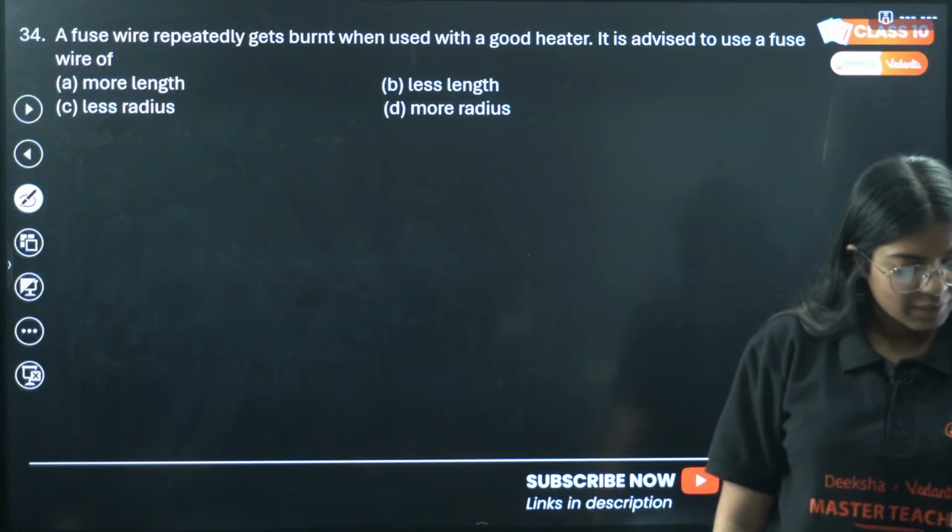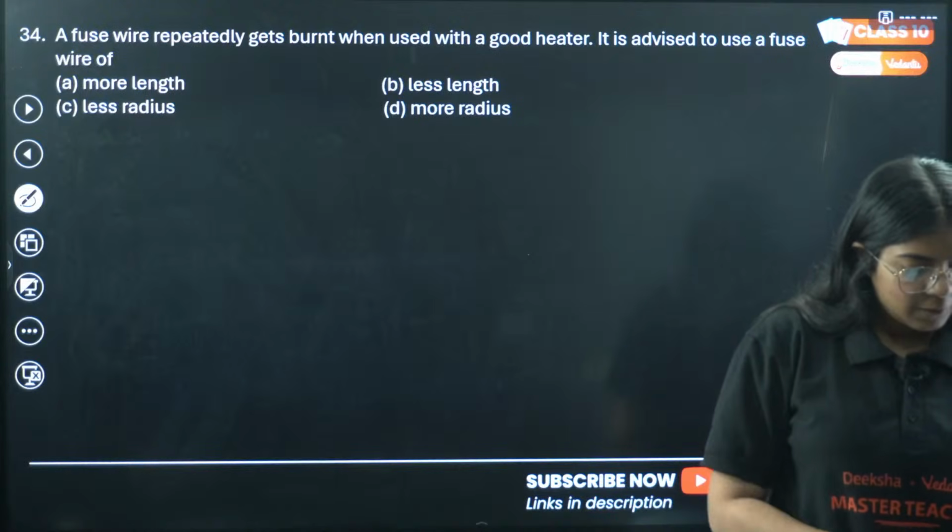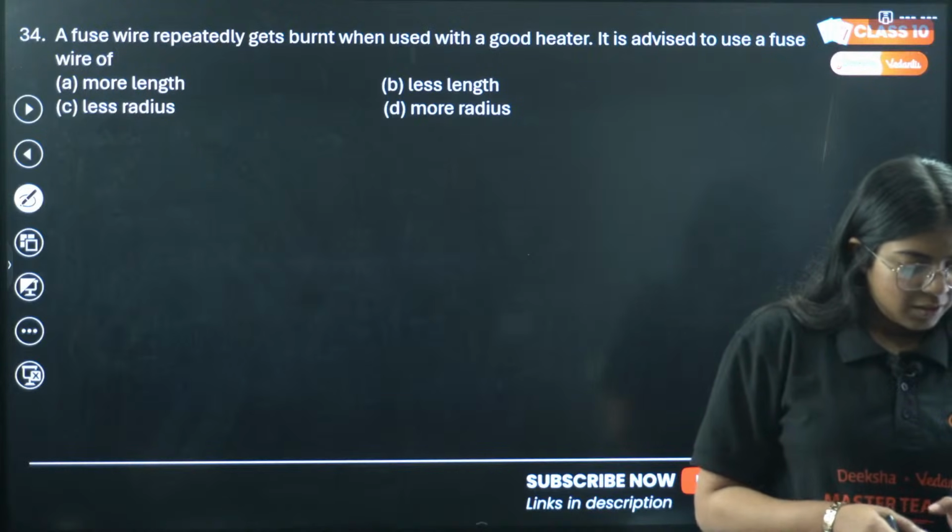Okay. Let's. अरे यार क्या कर रहे हो तुम लोग?